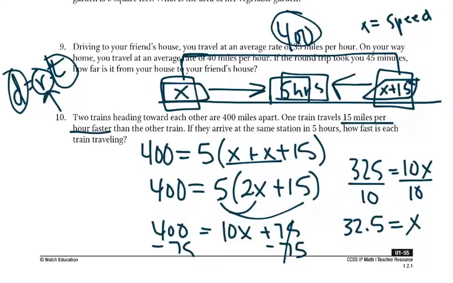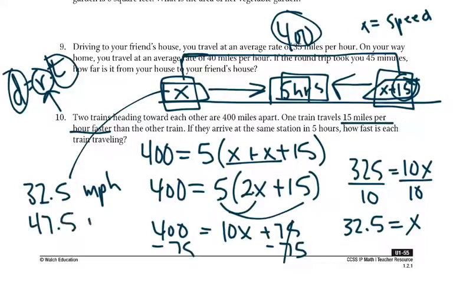So that means one of our trains was traveling, this one, 32.5 miles per hour. Which means the other one, we add the 15 to it, and that gives us 47.5 for our two trains. And there we go.